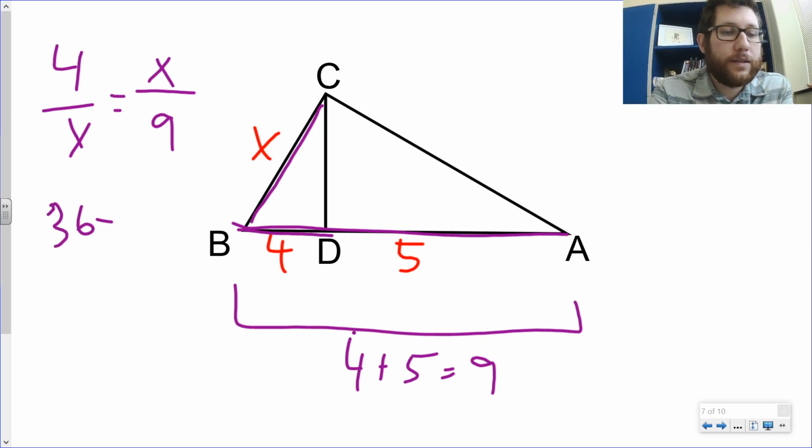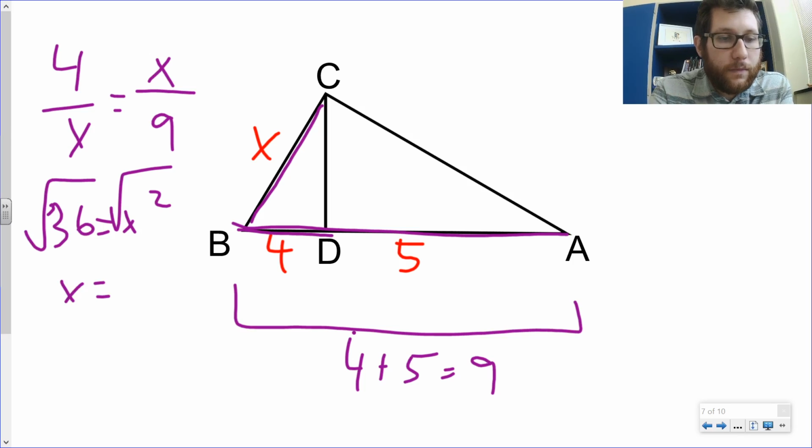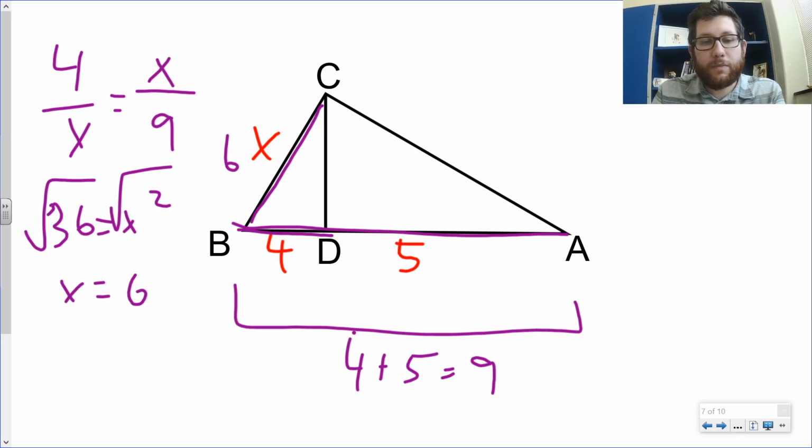So I get 36 is equal to x squared. Take the square root of both sides, and I get x is equal to 6. And that can be 6, right? Because it's smaller than my largest side, but it is bigger than this small side right here.